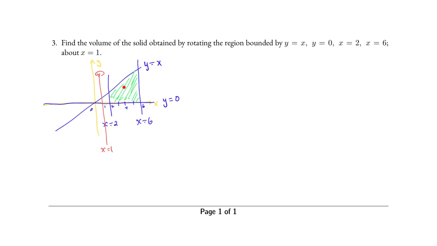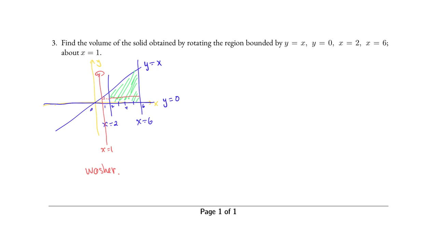If we rotate this region about the vertical line x equals 1, then we will have a hole inside the solid, and therefore we would use the washer method. Using the washer method, we will slice the solid perpendicular to the axis of rotation. So we will slice the solid perpendicular to the line x equals 1.